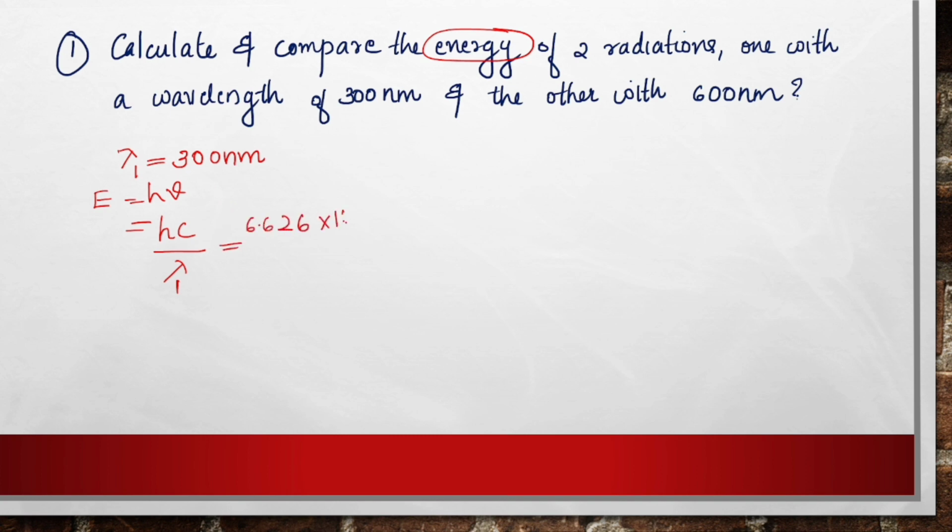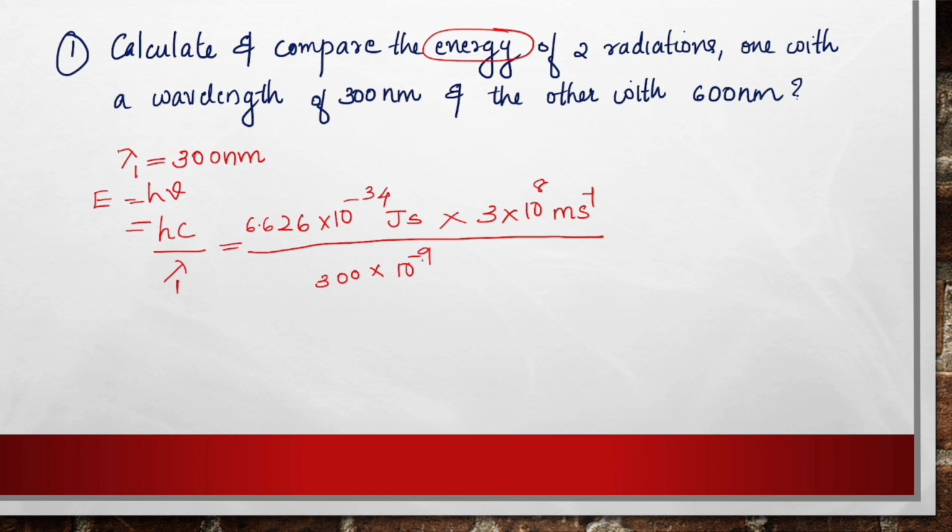6.626 into 10 power minus 34 joule second is the value of h. C, the velocity of light, is 3 into 10 power 8 meter per second, divided by lambda 1. Lambda 1 is 300 into 10 raised to minus 9 meter, isn't it? Lambda is given as 300 nanometer.